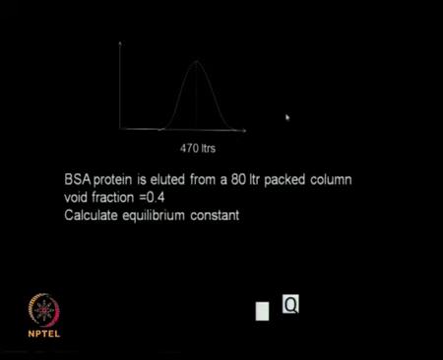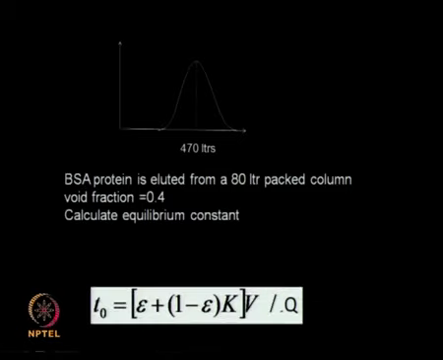As I said, just like retention time, we can also call it retention volume. So this maximum happens at 470 liters. Now calculate the equilibrium constant. If you remember the equation which relates equilibrium constant, the voidage, the column size as well as the retention volume, this is the equation: T naught, that is the retention time, is equal to epsilon, that is the voidage, K is your equilibrium constant, V is the volume of the column, and Q is the flow rate.